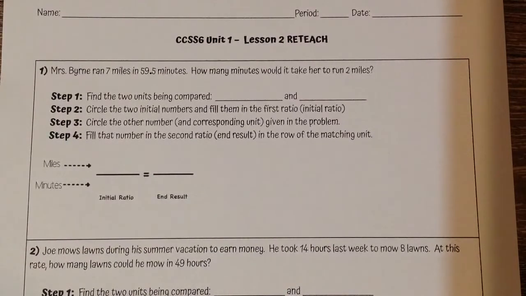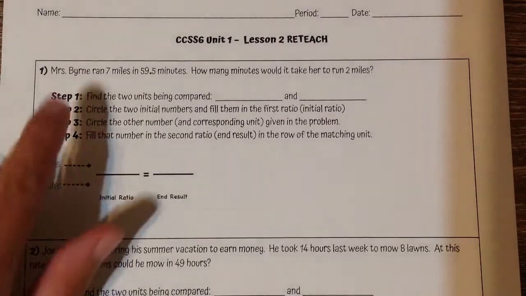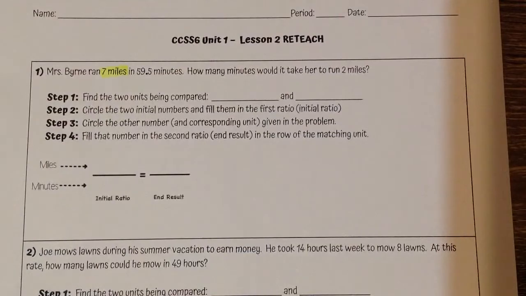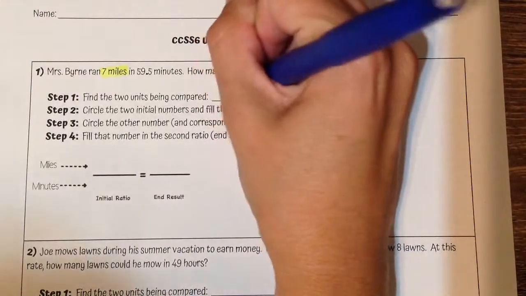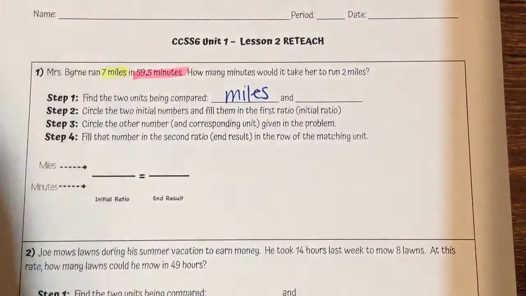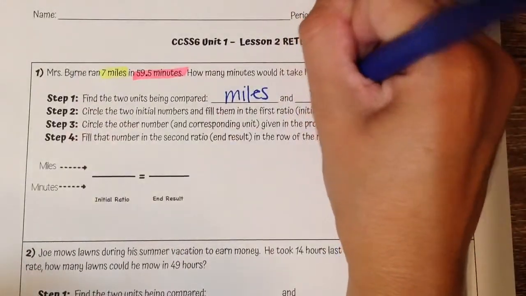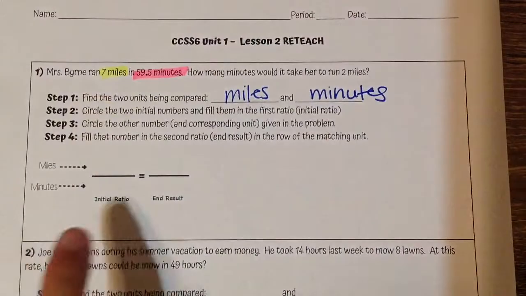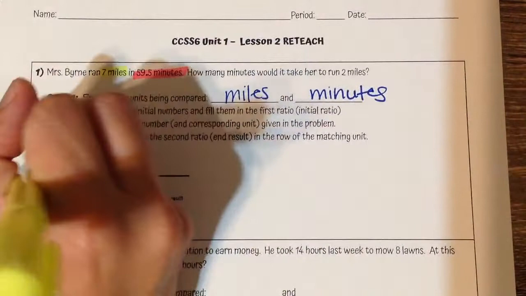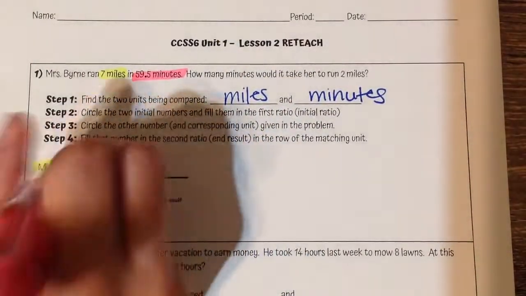So the first step is we are finding the 2 units that are being compared. So I'm always looking at that initial sentence, that initial ratio. I see miles is our first unit. So I'm going to write that in here. And our second unit that I see is minutes. And you'll notice that on the proportion here, we already filled that in for you. So our first unit was miles, our second unit was minutes.